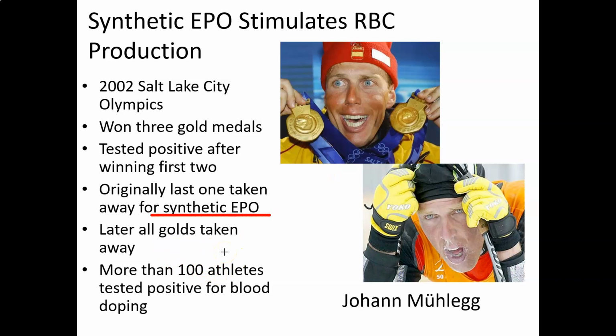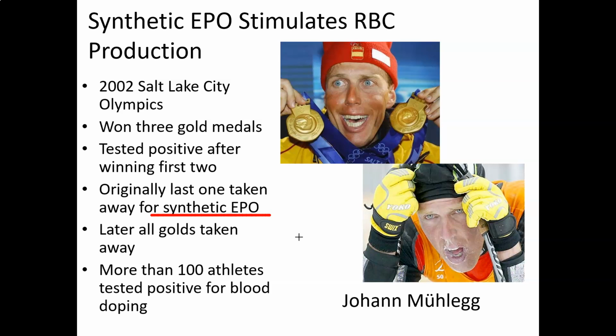And in fact, that year there were more than 100 athletes that tested positive for blood doping. So, one of the things they try to do to discourage blood doping, especially if athletes have a potential drug that they can use that's not detectable now with any of the tests we have, is they will freeze samples from athletes from Olympics and things like that.